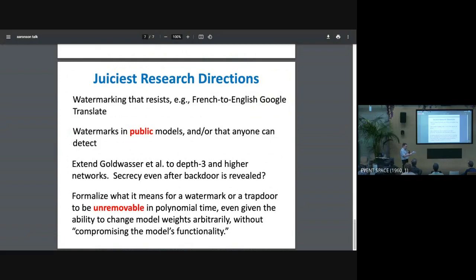Can we maintain secrecy even after the backdoor is triggered, which would require a backdoor sufficiently innocuous that you couldn't reliably distinguish it from the AI's normal operation? And finally, can we formalize what it means for a backdoor to be unremovable by any polynomial time operation without compromising the model's intended functionality? Thanks.